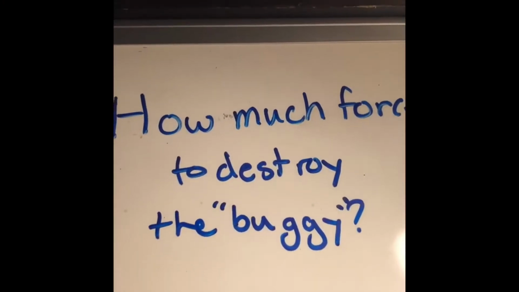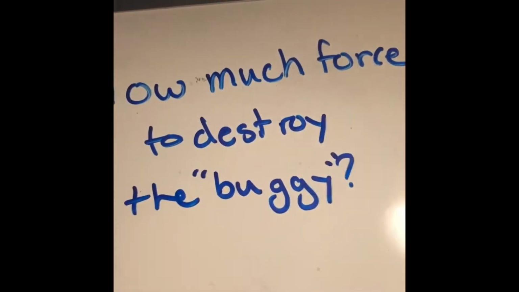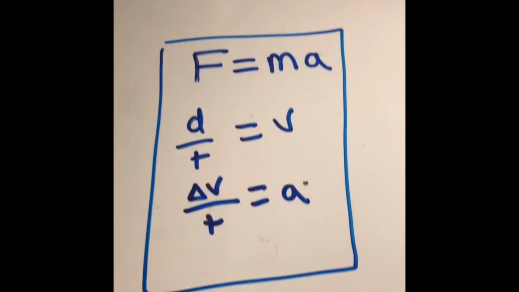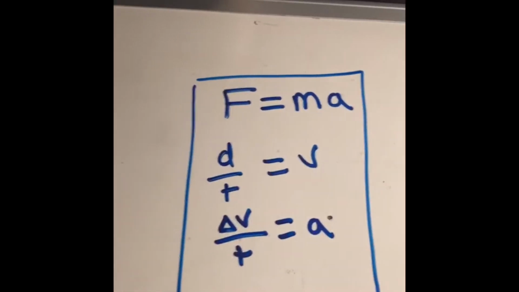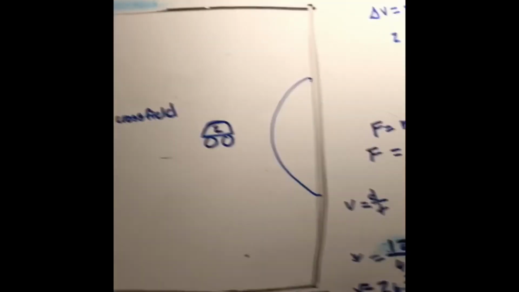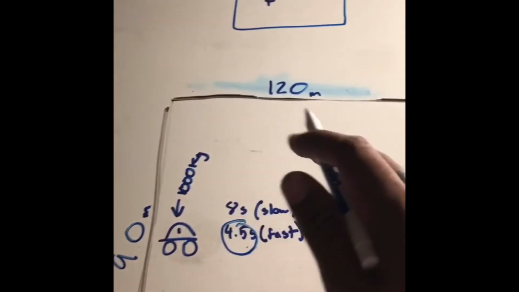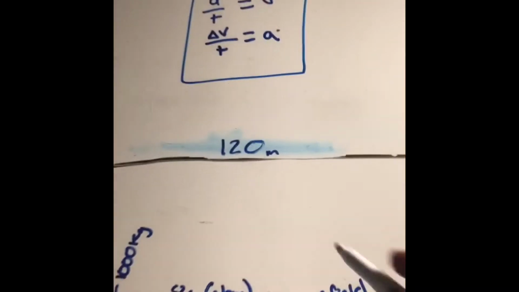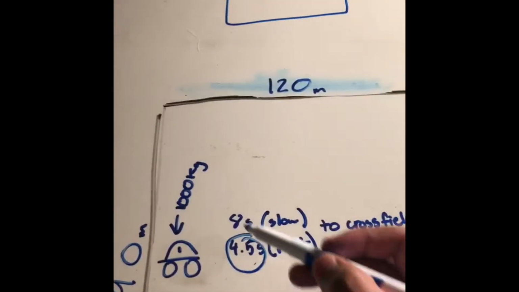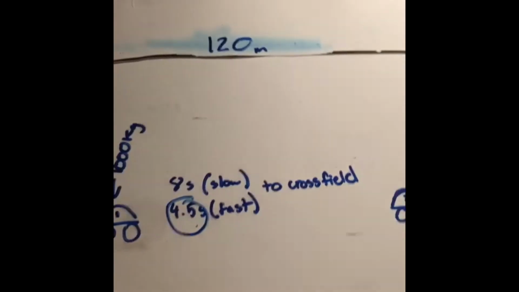How much force does it take to destroy the buggy in Rocket League? We decided to use these formulas to address this question in no particular order. We started out by drawing out the field at which the video game is played. It's about 90 meters by 120 meters, according to outside sources. And according to those sources, the buggies or cars that are being used in the game are around 1,000 kilograms.